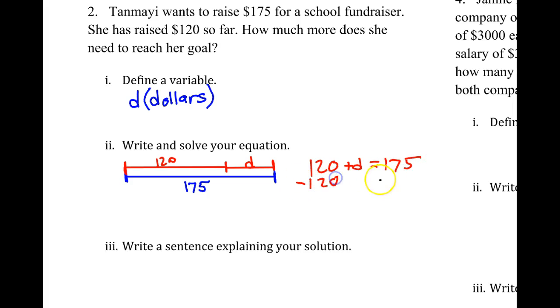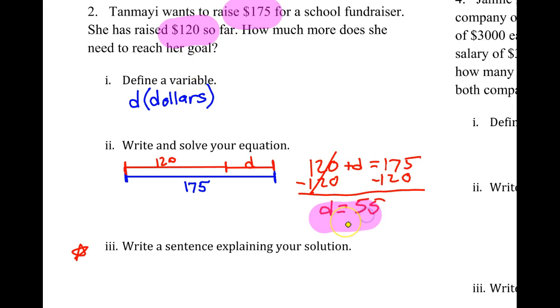Solve that. One step. And go ahead and write a summary of your answer. I leave it for you guys to write a summary that includes information from the beginning, 175, 120, and then your answer as well. Should all be in your summary.